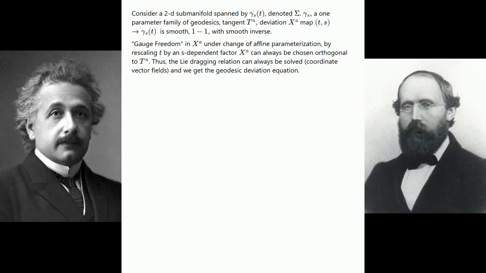6.4 Derivation of deviation. Consider a 2D submanifold spanned by gamma sub s of t, denoted sigma. Gamma sub s, a one-parameter family of geodesics, tangent t to the a, deviation x to the a. The map t, s goes to gamma sub s of t is smooth, 1 to 1, with smooth inverse. Gauge freedom: in x to the a under change of affine parameterization, by rescaling t by an s-dependent factor, x to the a can always be chosen orthogonal to t to the a. Thus, the Lie-dragging relation can always be solved, coordinate vector fields, and we get the geodesic deviation equation.